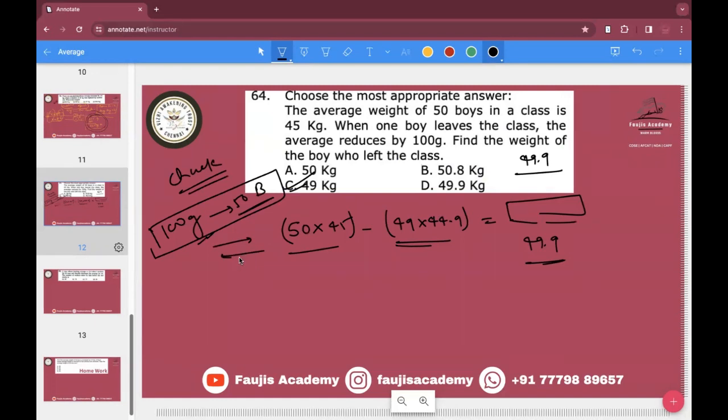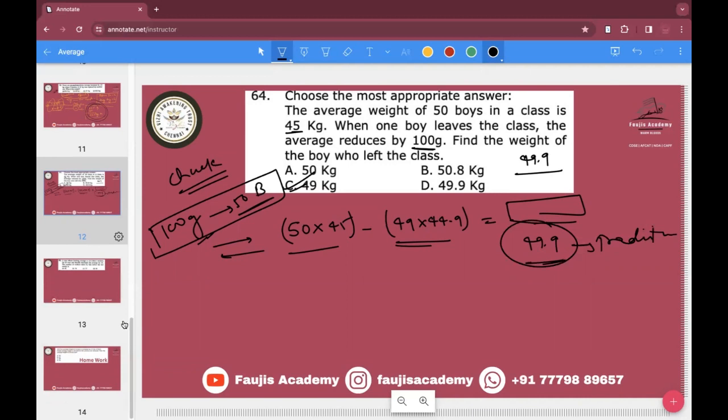There is some sort of logical mistake I might be making on my side. Let me check. So this way it is 49.9, the traditional way. Let me check the other way and come back to you guys. Fair enough, guys?